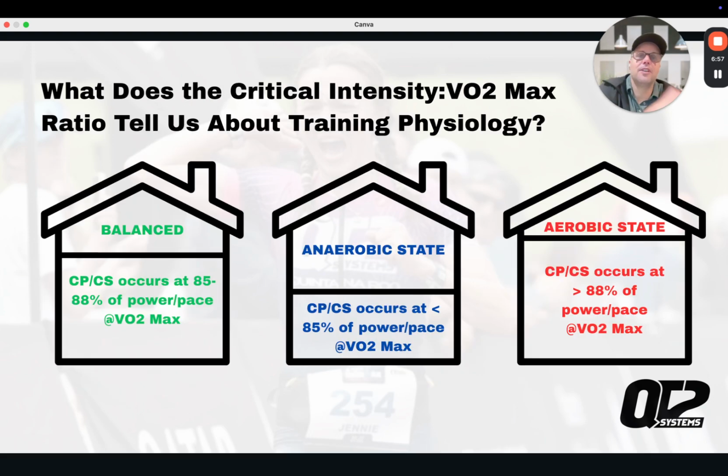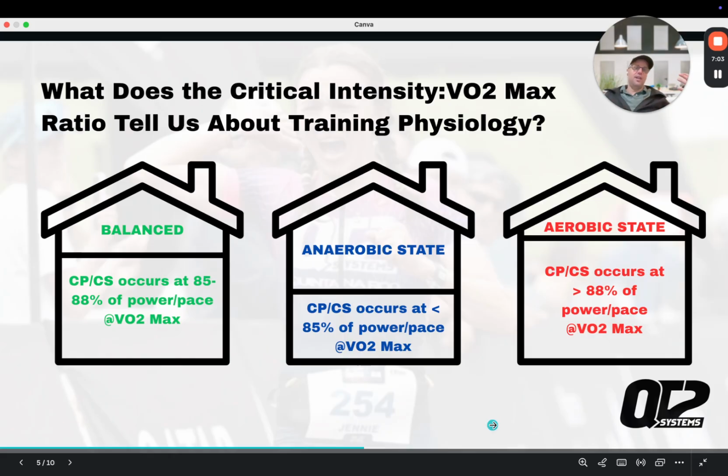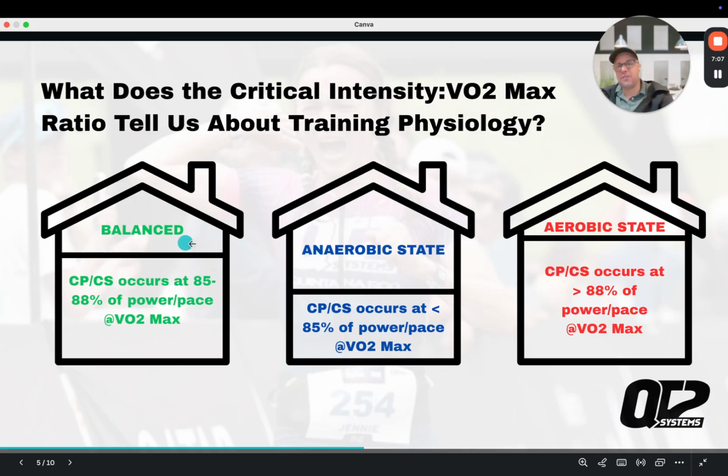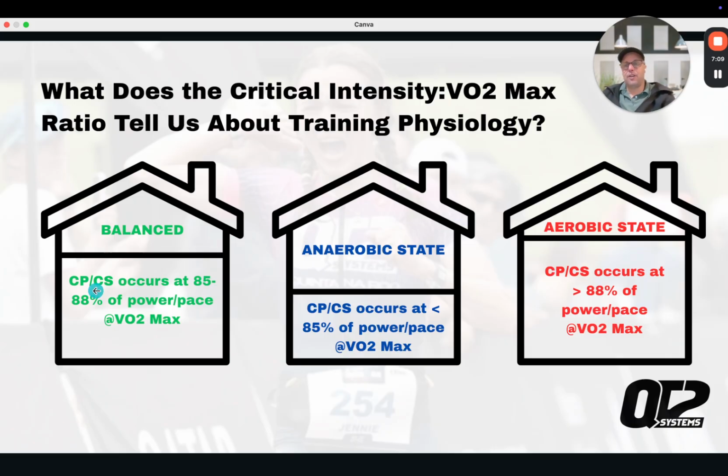So what does the critical intensity VO2 max ratio tell us about training physiology? Okay, so we essentially have three states, okay? And I'll go from left to right here. If the critical power or critical speed occurs at between 85 and 88% of power or pace at VO2 max, the athlete is typically in a balanced physiological state.